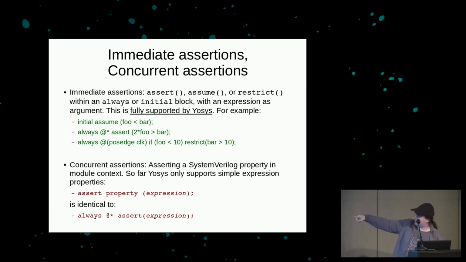Usually, the concurrent assertions in Verilog are used with SystemVerilog properties that can be temporal properties, but right now Yosys doesn't support any of that. And because of that, when we are using Yosys, when we are using this flow, then usually we will use immediate assertions within a behavioral block like initial or always.